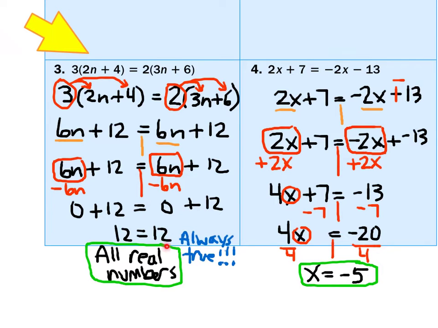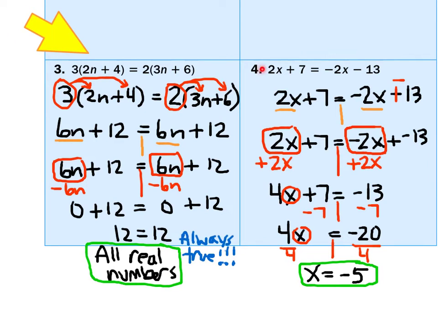And then you look at it and say, well, 12 equals 12. And you go, yeah, of course, 12 always equals 12. Always, always true. So this is a special case where we say the answer to this is all real numbers. There's an infinite number of solutions to this problem.